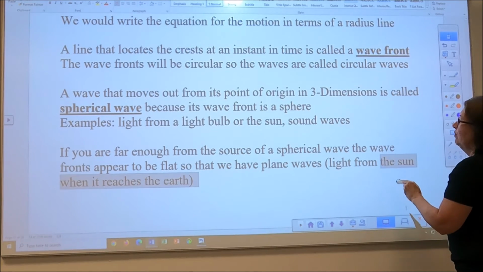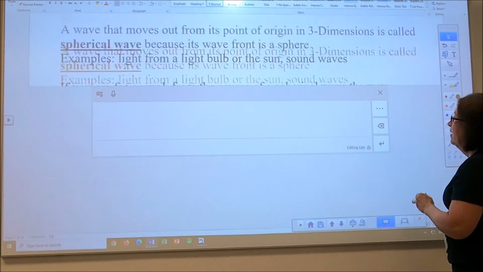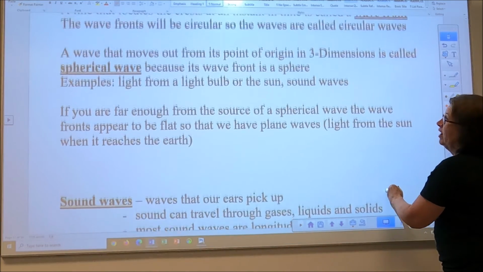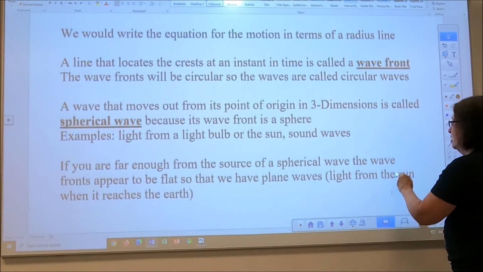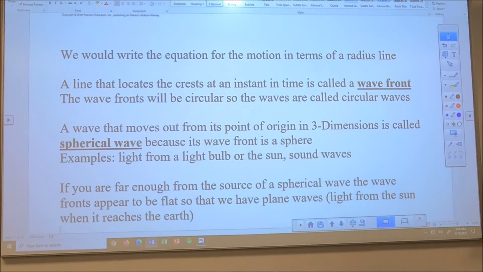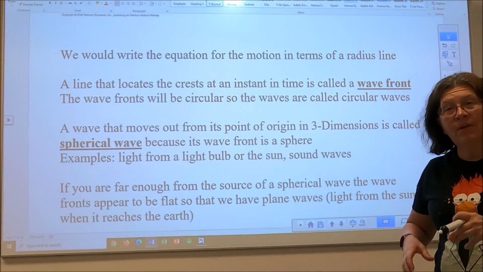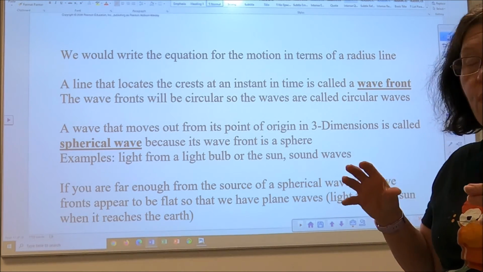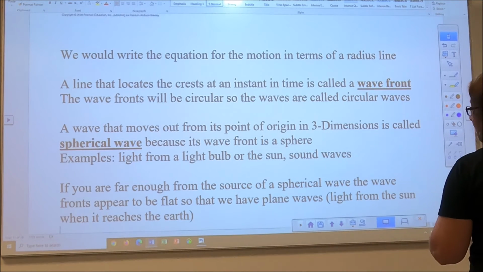In 3D waves, again, we're going to talk about moving along the r axis. We get the same equations that we get for 1D waves, except now the wave front is a sphere. So a 3D wave is a spherical wave. Light coming from a light bulb is a spherical wave and moves out in all directions.